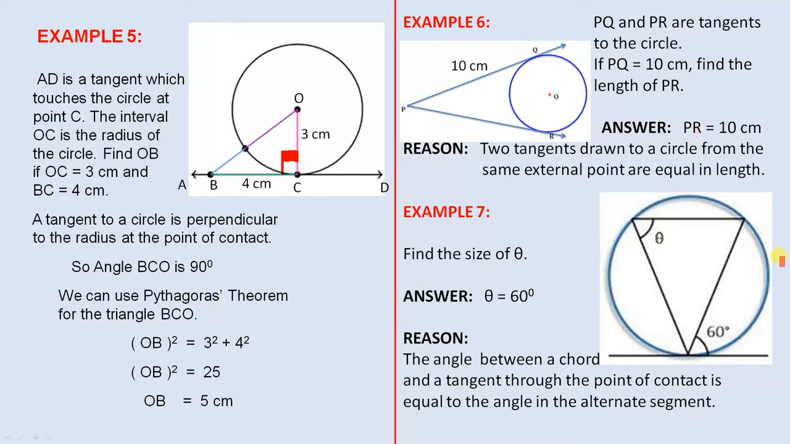Example 7. Find the size of theta. Well, theta is 60 degrees, and here's the reason. The angle between a chord and a tangent, okay, so there's the chord there, and there's the tangent. So in other words, that angle there, that one, so the angle between a chord and a tangent through the point of contact is equal to the angle in the alternate segment. And here is the angle here in the alternate segment. So theta is 60 degrees.